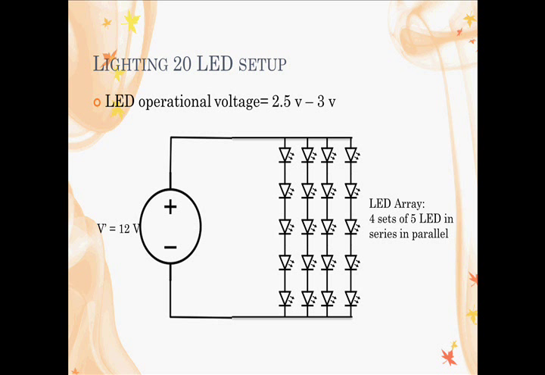And you may be thinking, why don't you have a current limiting resistor? And the reason for that is since we have enough LEDs in parallel, it sort of splits the current through each set of LEDs, so the current is low enough that we don't need a resistor.